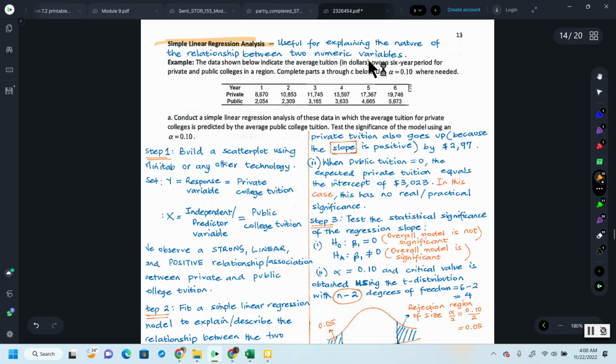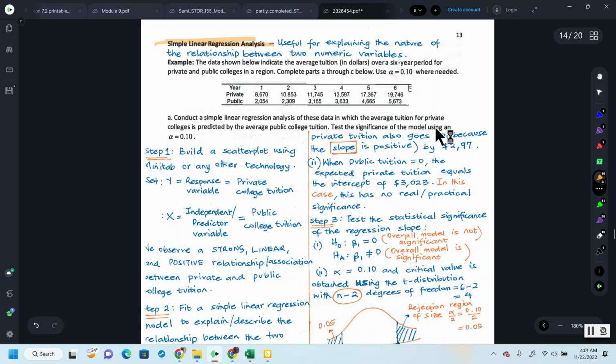To motivate our understanding of regression analysis, let's consider this example. We're told that the data shown below indicates the average tuition in dollars over a 6-year period for private and public colleges in a region. So you have the private college, you have the public college, and so we have the data values here. The initial question here is to conduct a simple linear regression analysis of this data in which average tuition for private colleges is predicted by average public college tuition.